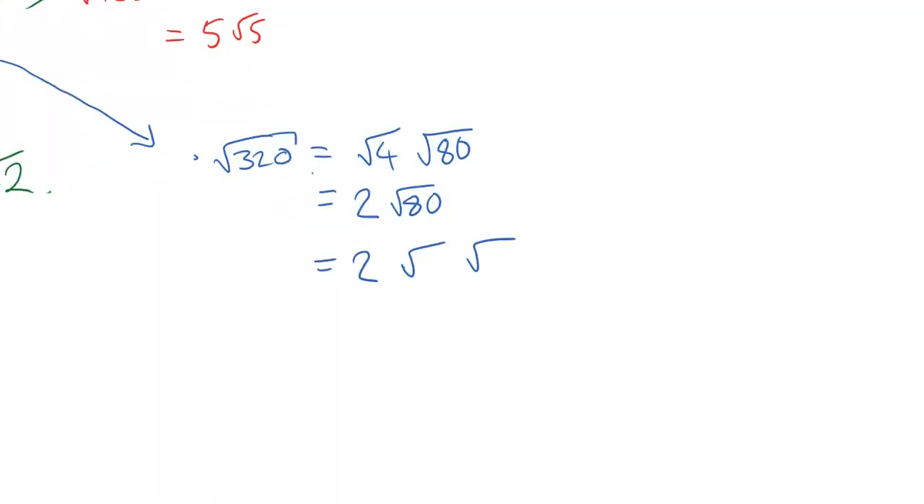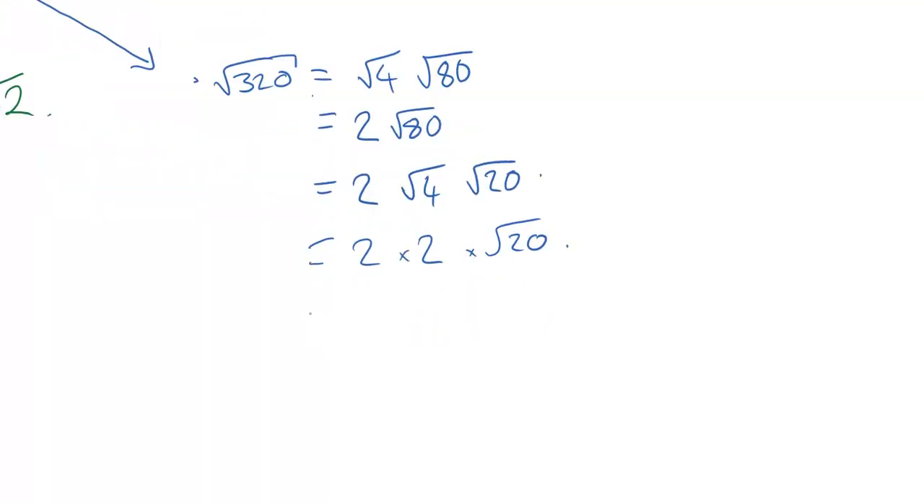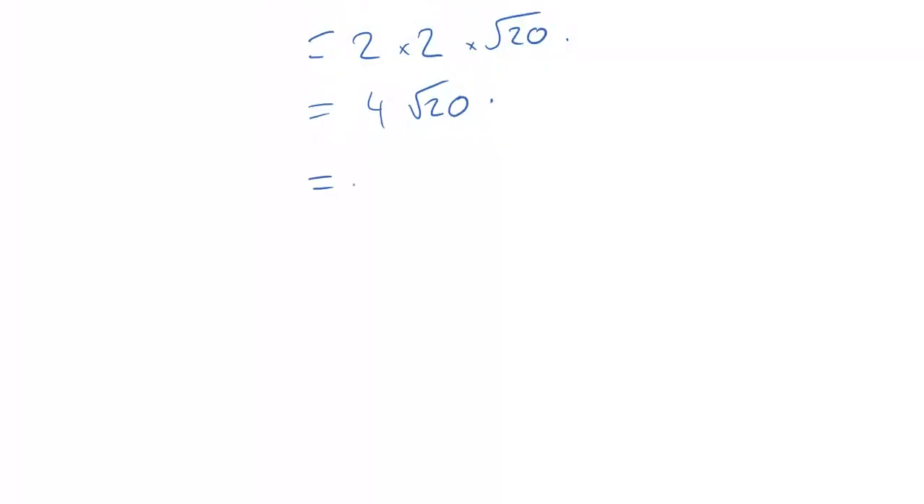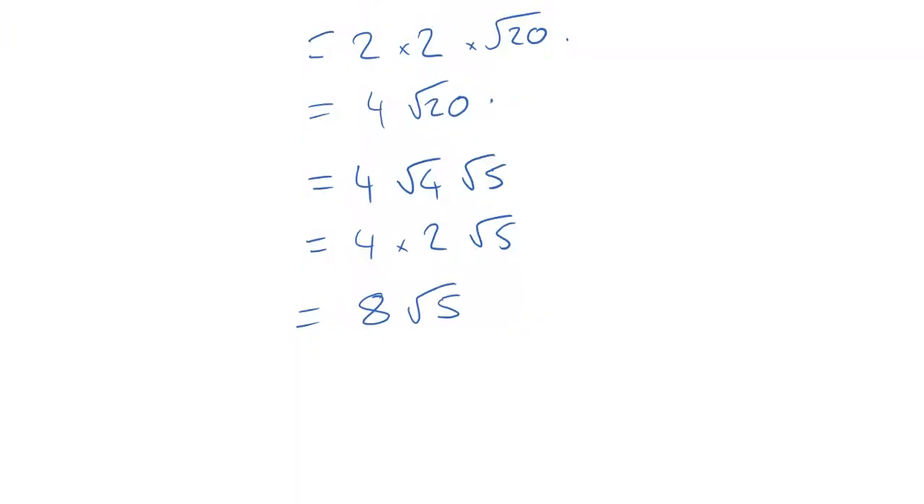Well, 80 also divides by 4, doesn't it? So maybe we could write it as the square root of 4 times the square root of 20. That means 2, and that square root of 4 is another 2, times the square root of 20. And so therefore we've got 4 square root 20. Well, we could do it again. 20 can be reduced because we could write 20 as the square root of 4 times the square root of 5. And so we're going to have another 2 there, and of course, that is going to be 8 square root 5.